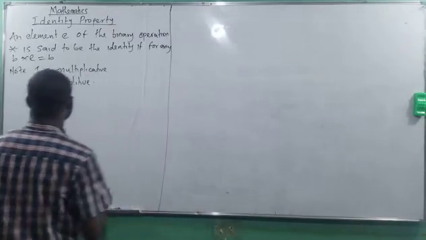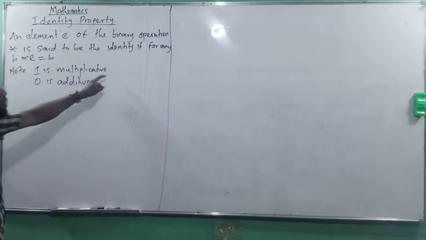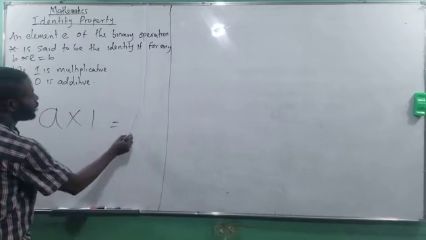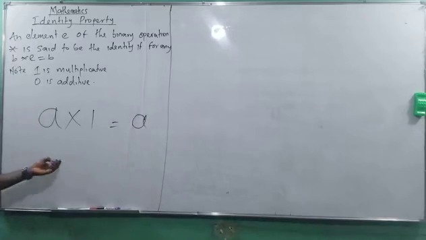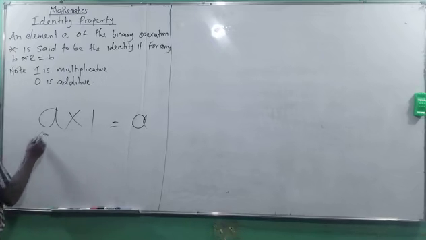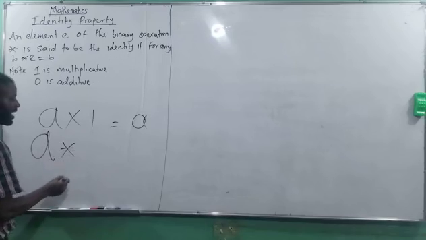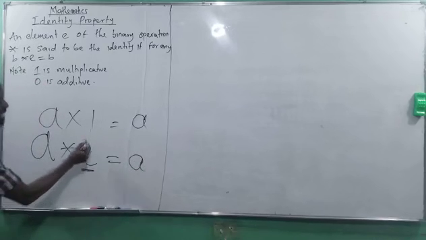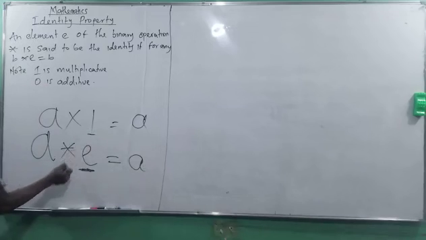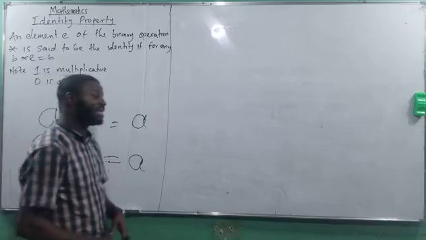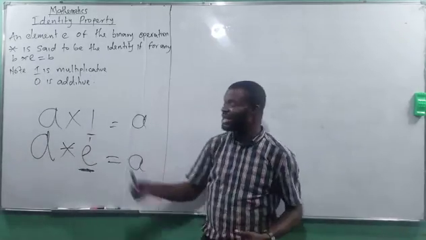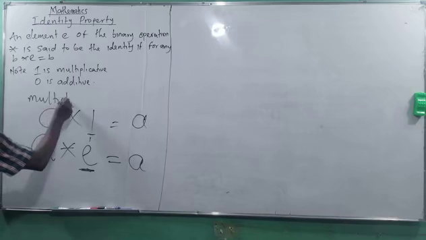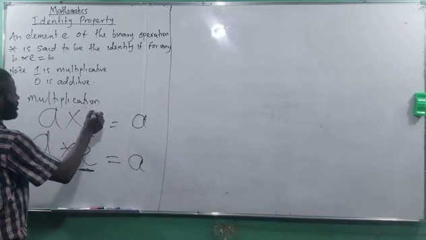For instance, one is the multiplicative identity. A multiplied by 1 equals what? A. Can you see? Nothing will change it. That is what is called identity. It means I can say that A multiplied by, asterisk, E equals A. That is what we mean. This E is the same thing as 1 under multiplicative identity, which means there won't be anything changed. What I just did here, we call it multiplication operation.